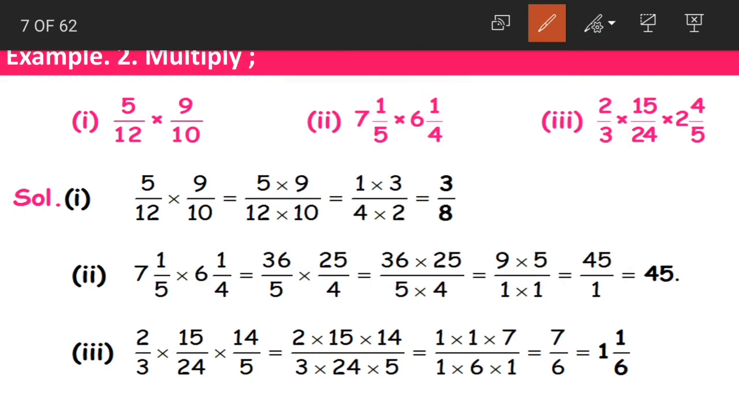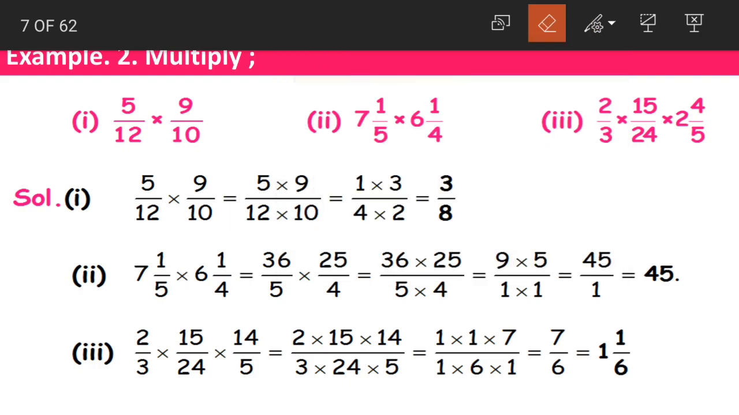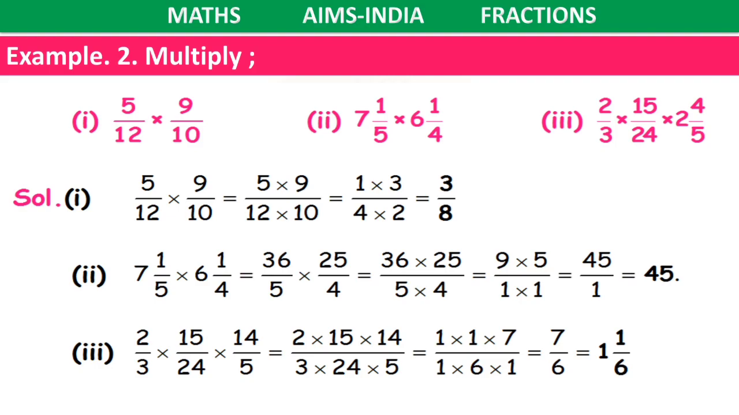Yes. Now moving on to the second question, 7 1 by 5 into 6 1 by 4. These are mixed numbers. So we need to convert them into fractions first. 7 1 by 5 becomes what? 5 written as it is. 7 5s are 35 plus 1 becomes 36. Now here 6 1 by 4. 4 will be as it is. 4 6s are 24 plus 1 becomes 25. Yes students, 25 by 4.